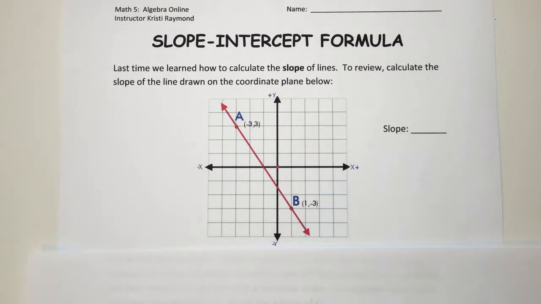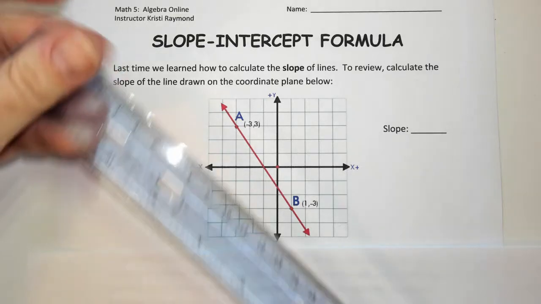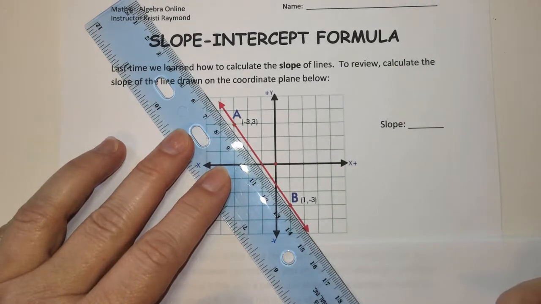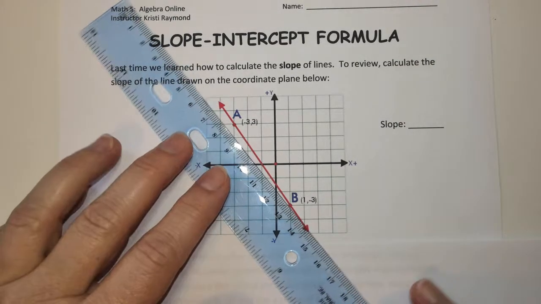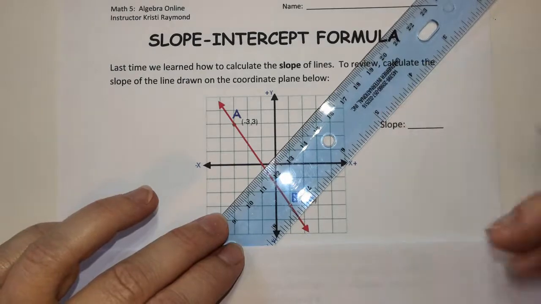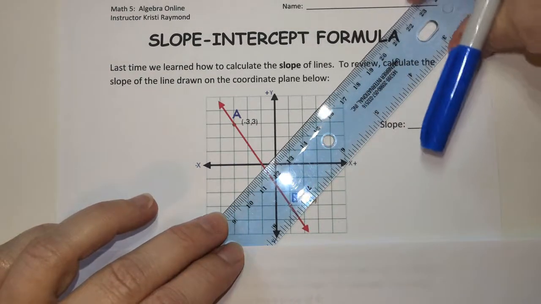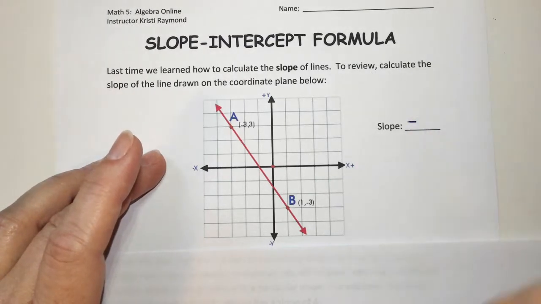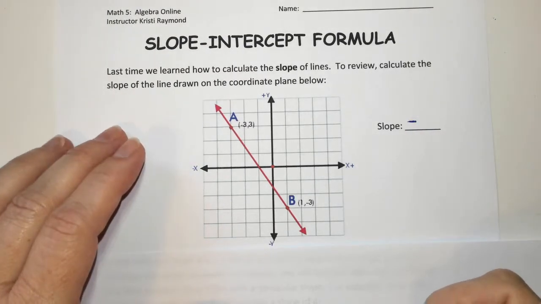Last time we learned how to calculate the slope of lines. To review, calculate the slope of the line drawn on the coordinate plane below. Well, automatically there's one thing that I can tell just from looking at this line. Going from left to right, the line has a downward or negative slope. We talked about lines having negative slopes, or a line could have a positive slope if it was going uphill. So just so I don't forget to put the negative, I'm going to go ahead and do it first. My slope is going to be negative.